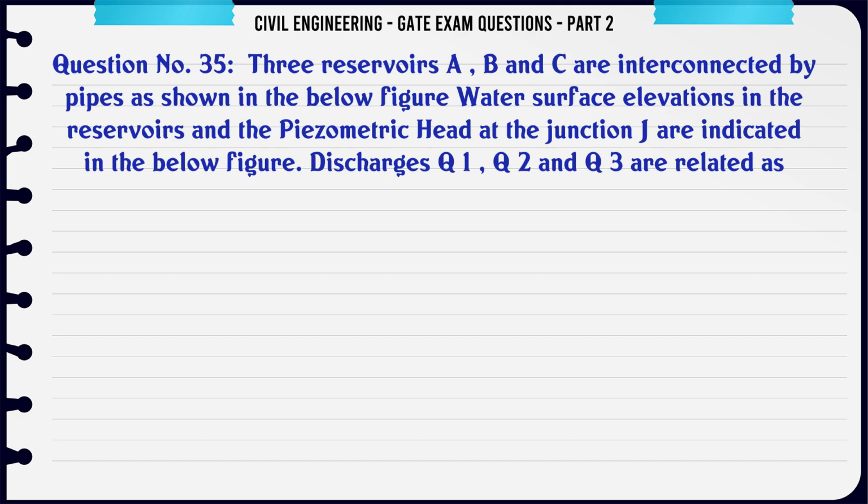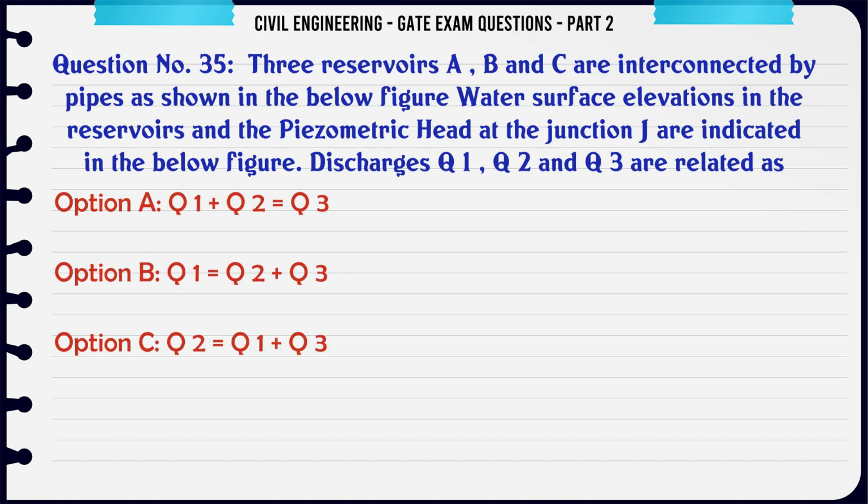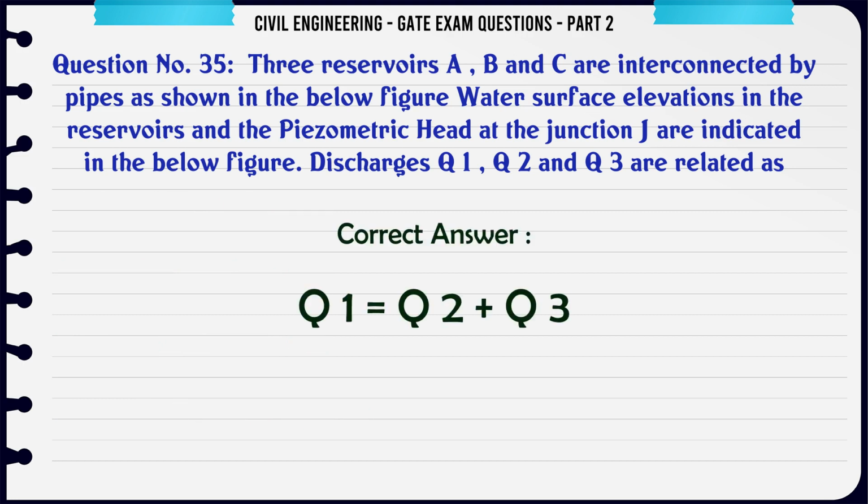Three reservoirs A, B, and C are interconnected by pipes as shown in the below figure. Water surface elevations in the reservoirs and the piezometric head at the junction J are indicated in the below figure. Discharges Q1, Q2 and Q3 are related as A Q1, Q2, Q3, B Q1, Q2, Q3, C Q2, Q1, Q3, D Q1, Q2, Q3 0. The correct answer is Q1, Q2, Q3.